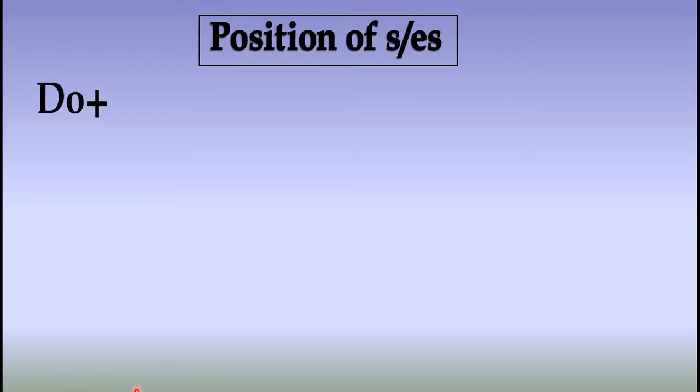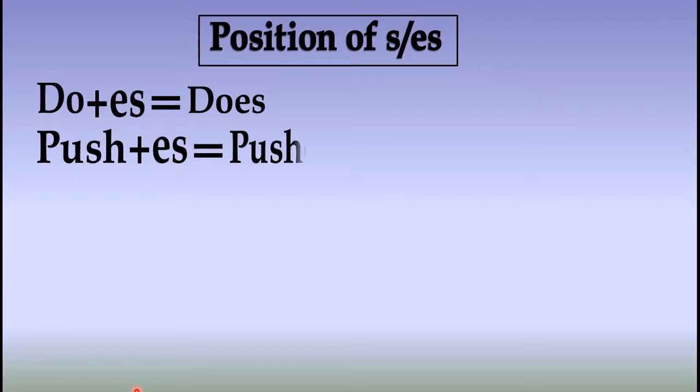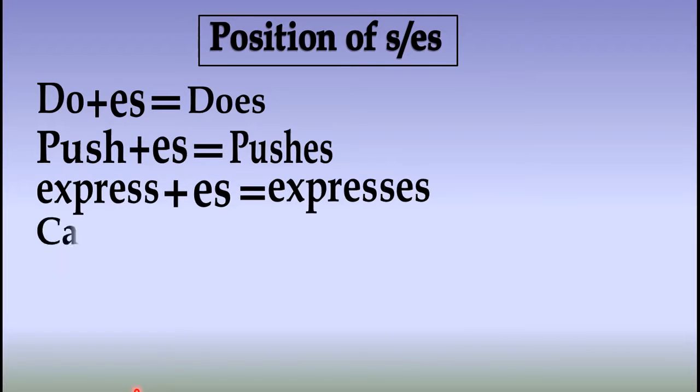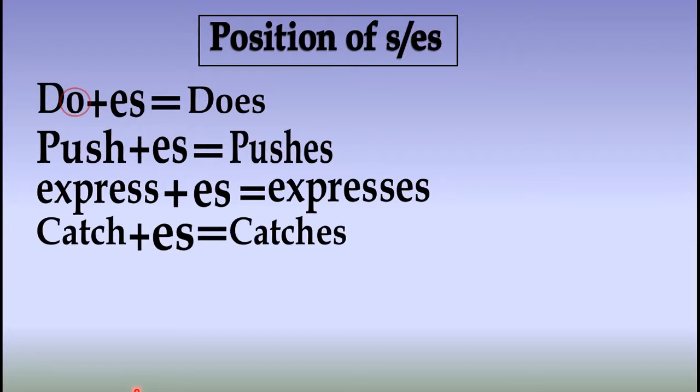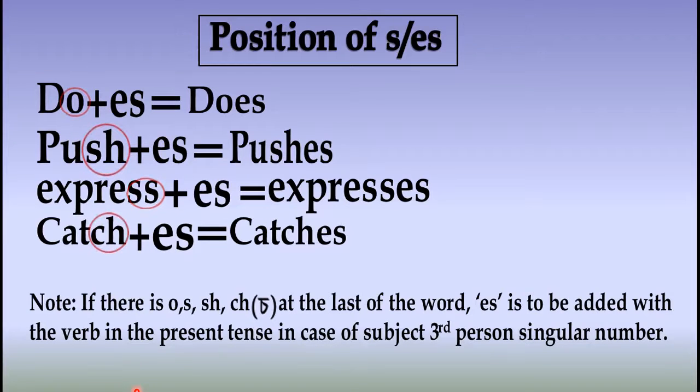Position of s or es: do plus es, does; push plus es, pushes; express plus es, expresses; catch plus es, catches. Here the last letter is o, last letters are ss, sh, and ch. If there is o, s, sh, ch at the last of the word, es is to be added with the verb in the present tense in case of third person singular numbers.